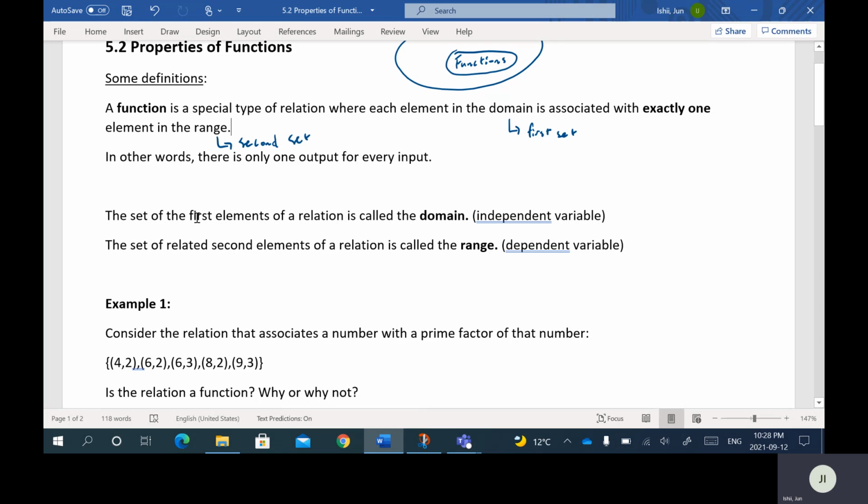The set of the first elements of a relation is called the domain. It's also known as your independent variable. The set of the related second elements of a relation is called the range. This is also called the dependent variable. So, a bunch of technical jargon here. I think it'll be a lot clearer once we go through a couple of examples.